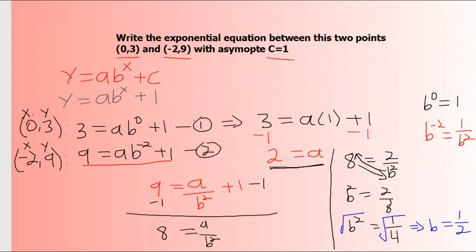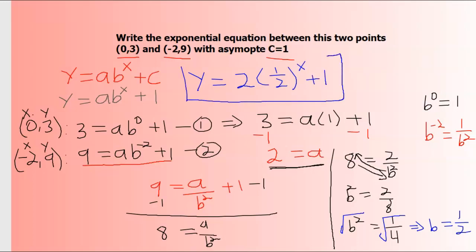Now we have everything, so we bring it back here and write y is equal to a, which is 2, so the initial is 2, and here we got half to the power x plus 1. Here we realize that this is going to be a decay, because the rate is half, it is halving all the time. So this is a decay with the initial starting at 2, and it is asymptotic, not to 0 this time around, but asymptotic to 1.